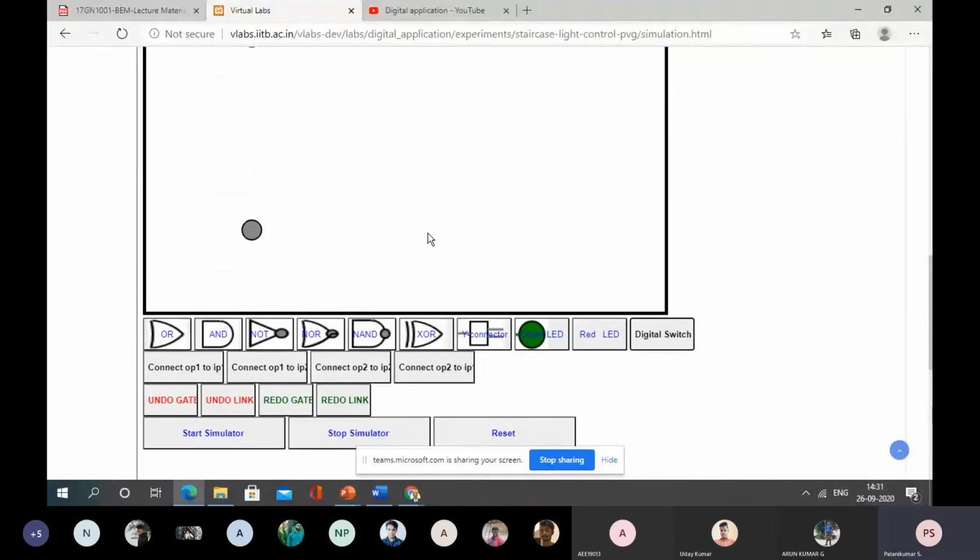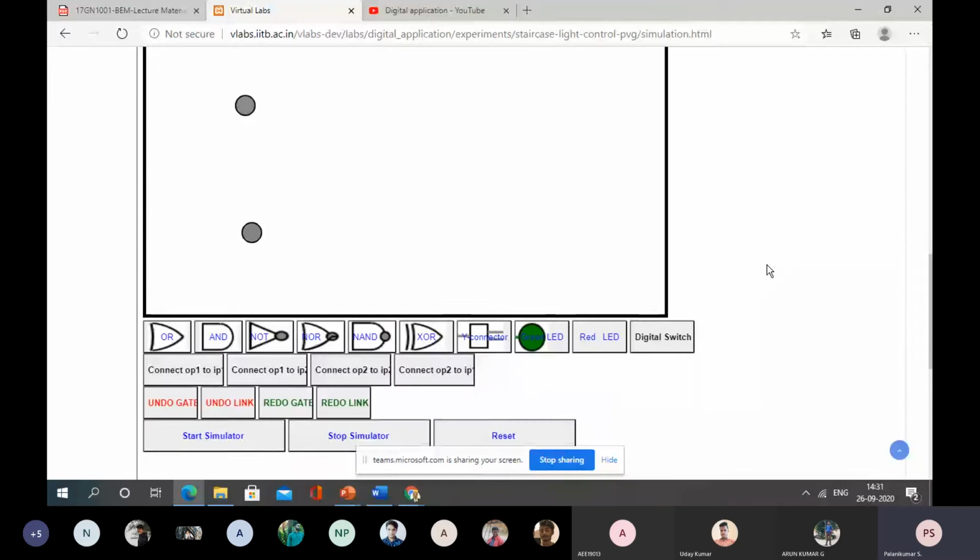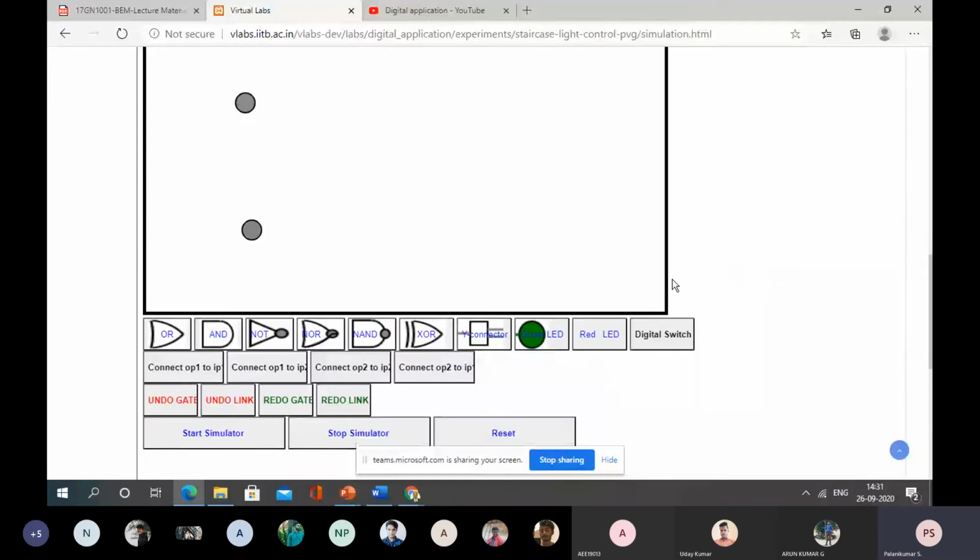So B switch, digital switch. Here inside that, I'm clicking. Now B switch is there. So now I have to take an XOR gate. In XOR gate, I am pressing that. Likewise, inside that, I am pressing XOR gate.